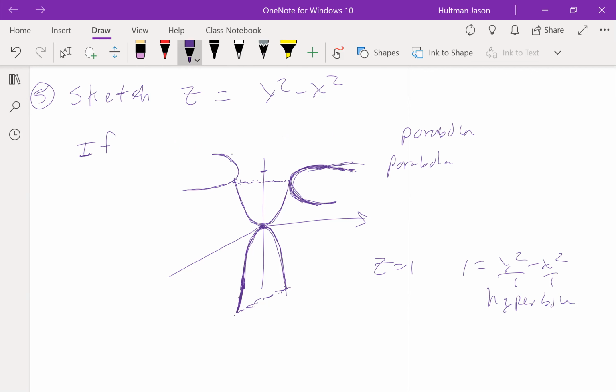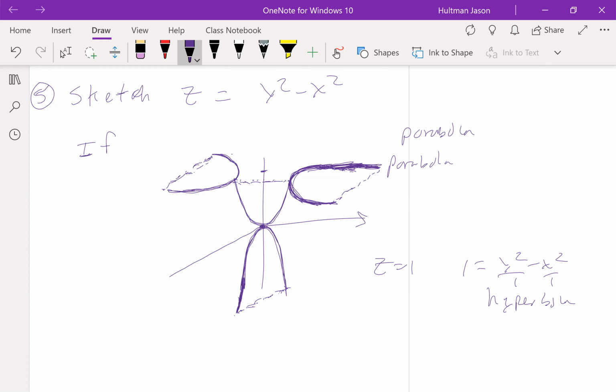I need to go out more here. Out further. You get the idea. Hyperbola. Get some parallel lines going. Hyperbola. There we go. Nice. Hyperbola. This is the trace at z equals 1.